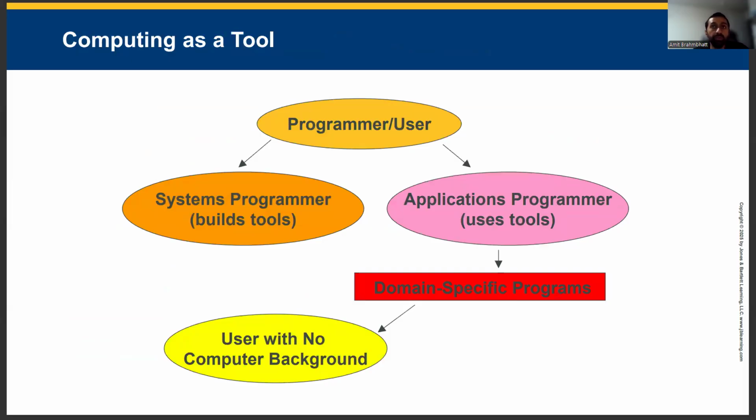Computing as a tool, the roles. Think of two broad roles. System programmers build system tools, operating systems, compilers, and frameworks. Application programmers use those tools to deliver solutions. There are also domain specific programs that encode expertise for particular fields: finance, healthcare, graphics, AI. Understanding where your work sits in this ecosystem helps you choose the right abstractions and collaborate effectively across specialties.